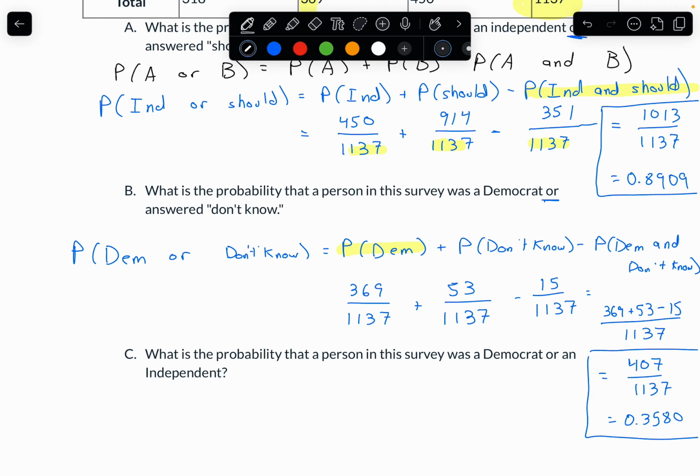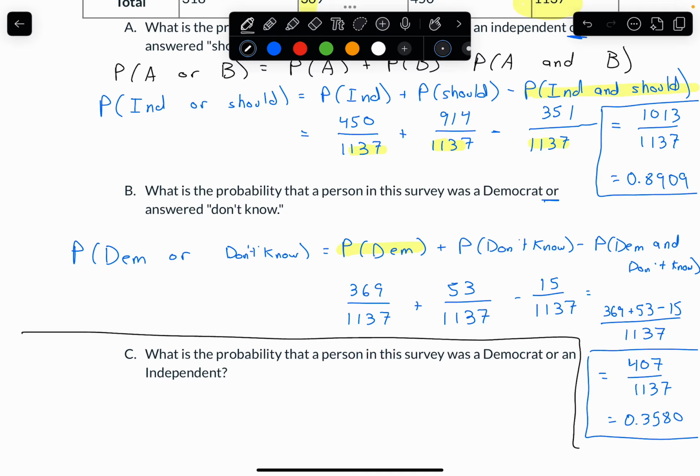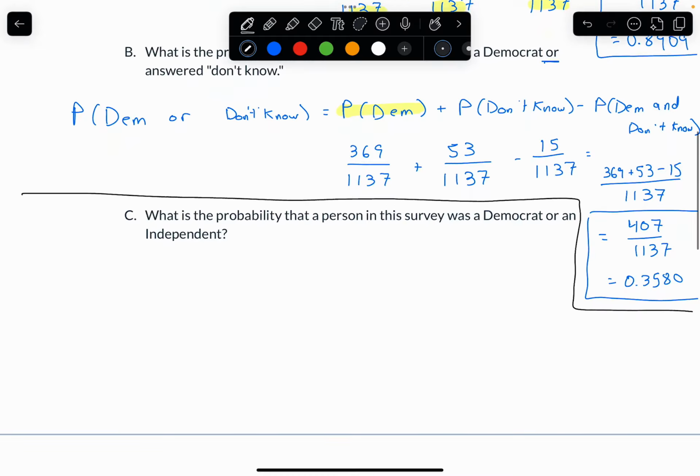All right, let's take a look at our final part of this example. Last question says, what is the probability that the person in the survey was a Democrat or an independent? Now, it turns out this question is going to be a little bit different. It's still an OR probability, so we're still using that same probability of A or B. So I want to know the probability that the person was a Democrat or an independent.